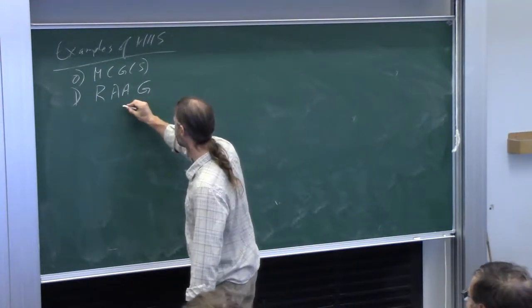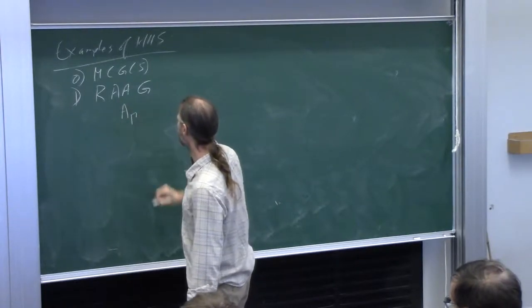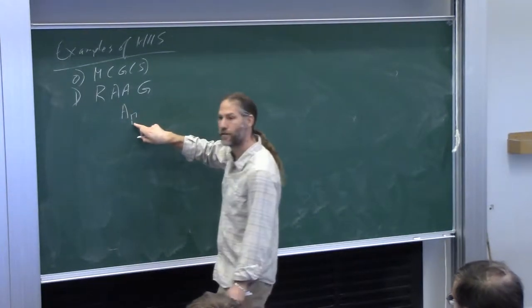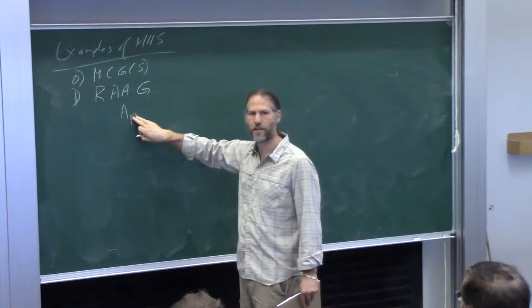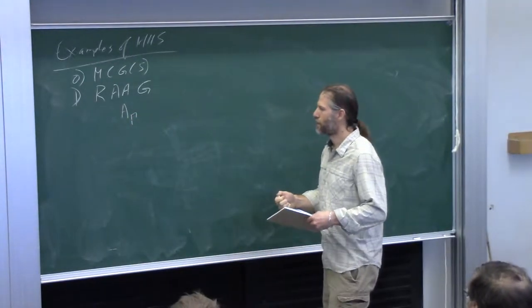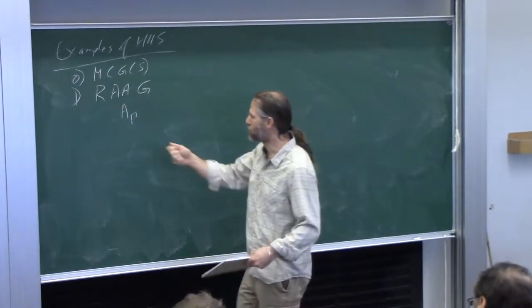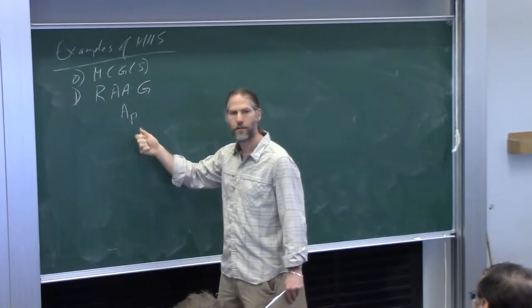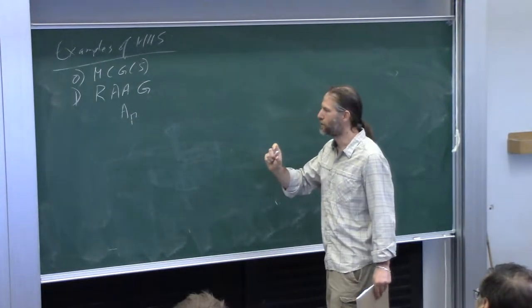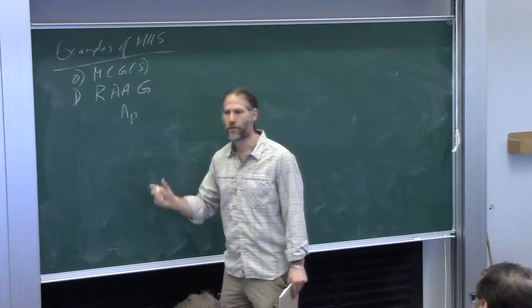So what's a right-angled Artin group? This is A sub gamma, where gamma is a graph, and the right-angled Artin group associated to that graph has an infinite order generator for every vertex of gamma, and then it's got a commutation relation for every edge in that graph.